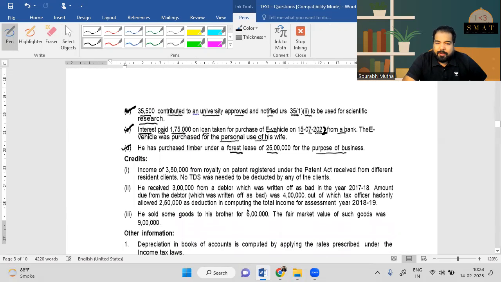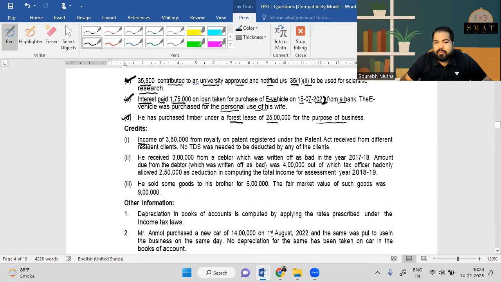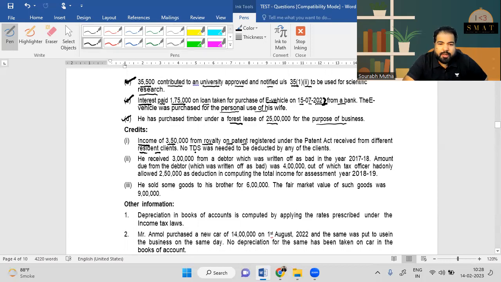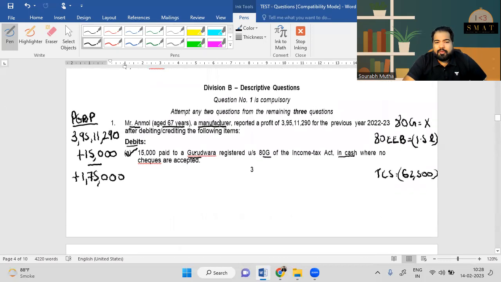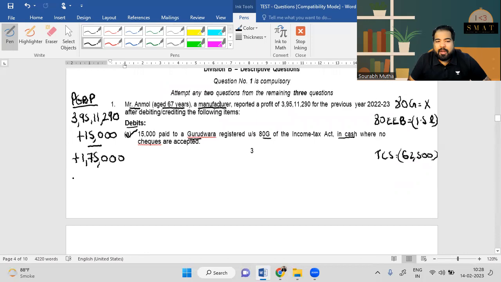All right, let's go ahead. Credits. Income of 3,50,000 from royalty on patent registered under the Patent Act received from different resident clients. No TDS was needed to be deducted by any of the clients. This 3,50,000 you've taken under PGBP. I would ideally take it under IFOS. So they've added it. I'm removing it, 3,50,000, and I'm taking it under IFOS.